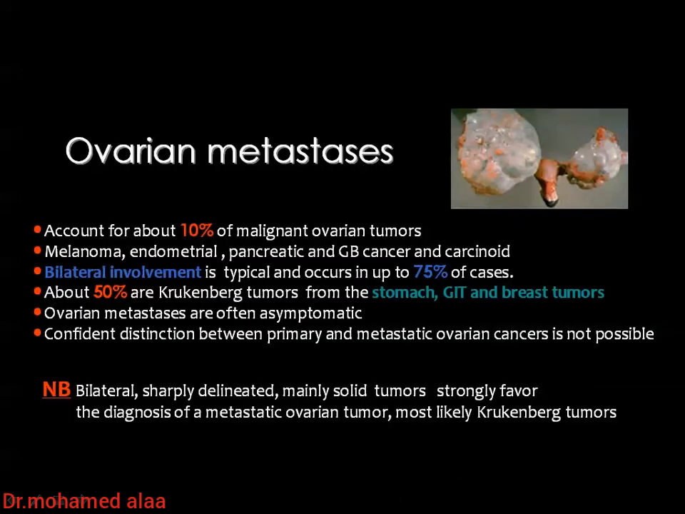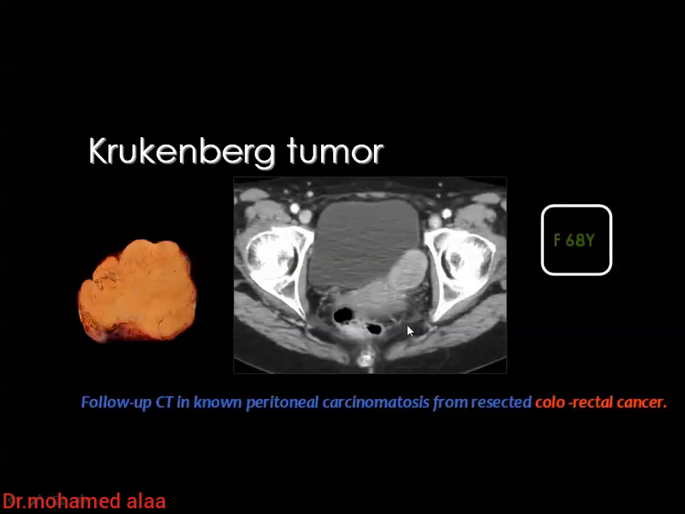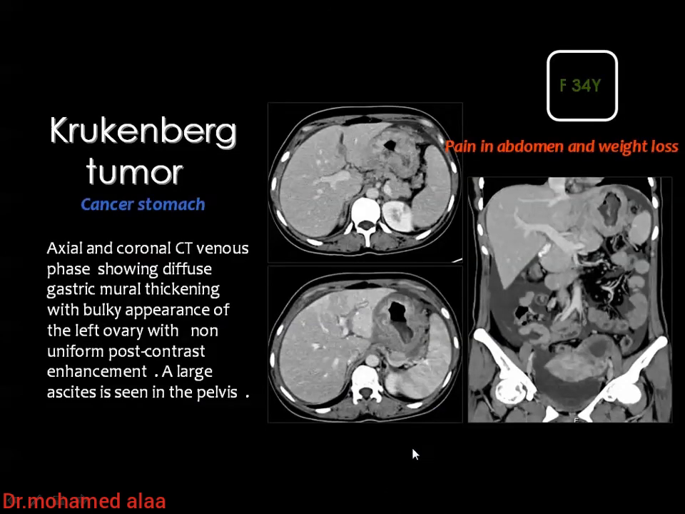You know that ovarian metastases are usually bilateral, and they are usually small, and they are usually solid. And these metastases frequently come from the stomach or the gastrointestinal tract, sometimes from breast tumors, and they are known as Krukenberg tumors. A solid lesion, unilateral or bilateral, in a patient known to have a primary malignancy is suggestive of a Krukenberg tumor. And in the study, you can see the tumor itself.